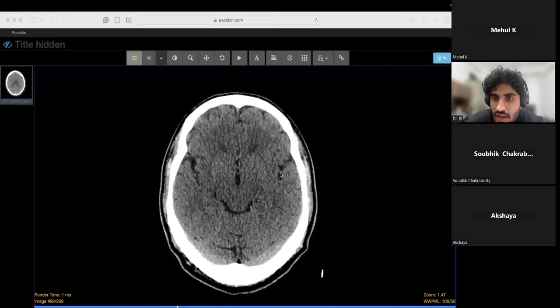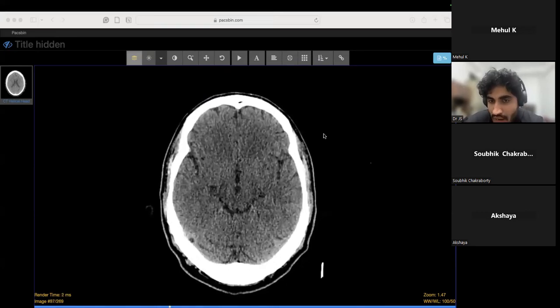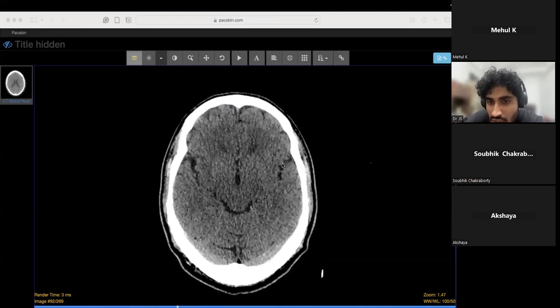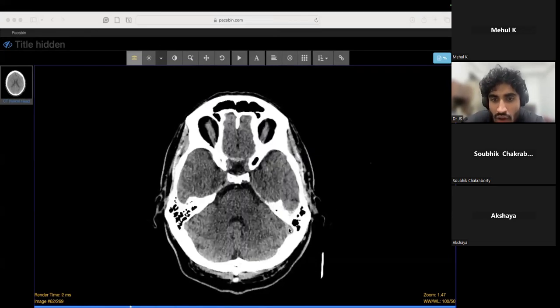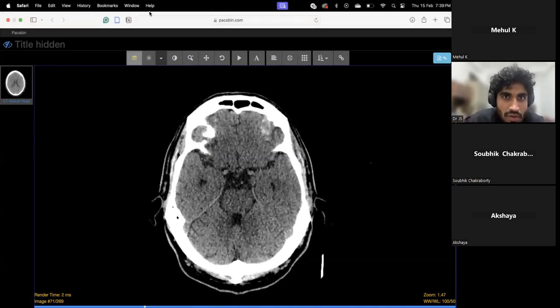So this attenuation will be what? Around 8. It is looking black, but it is not jet black. So this is filled with fluid, that is CSF. Now you can see the temporal lobe here. If I scroll down, you can see another structure here. This is the medial part of the temporal lobe.